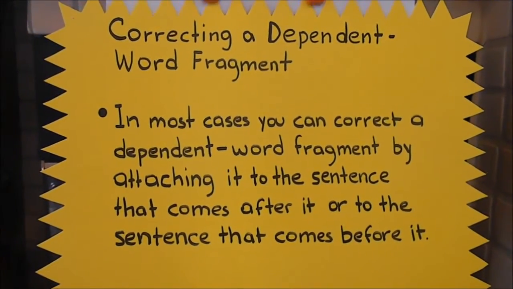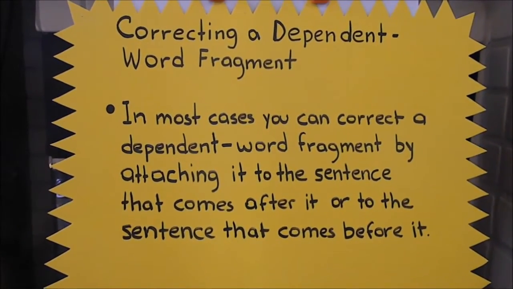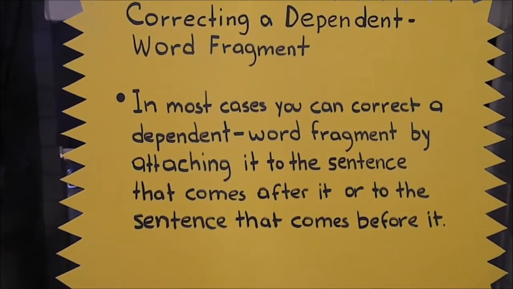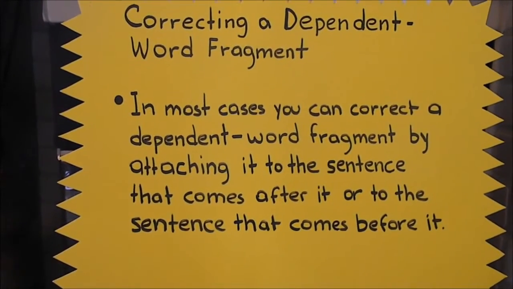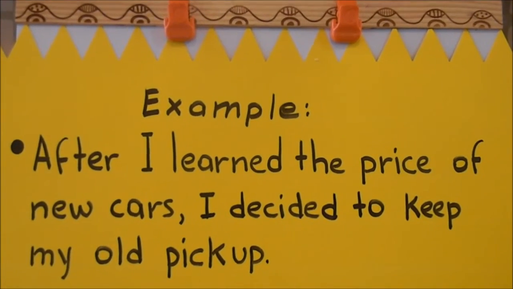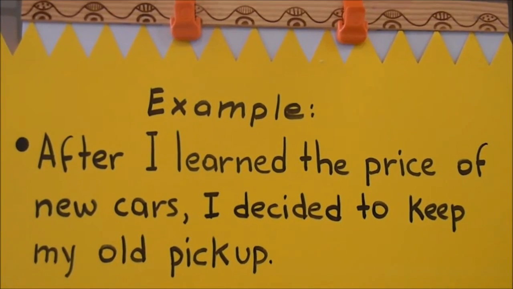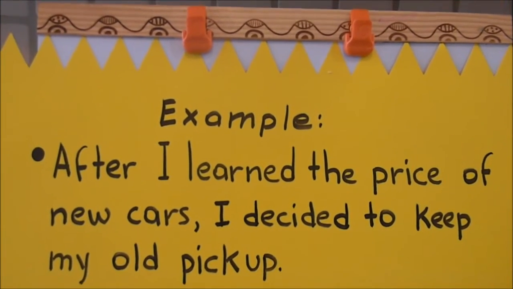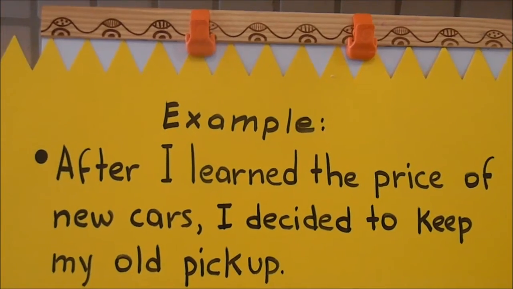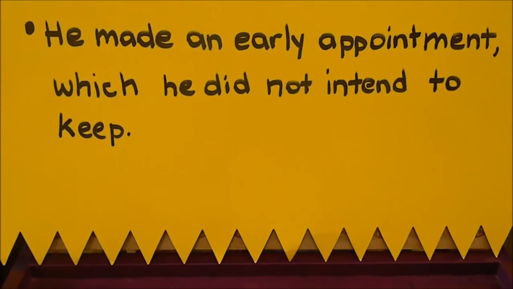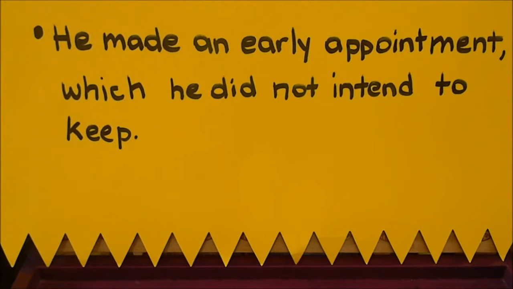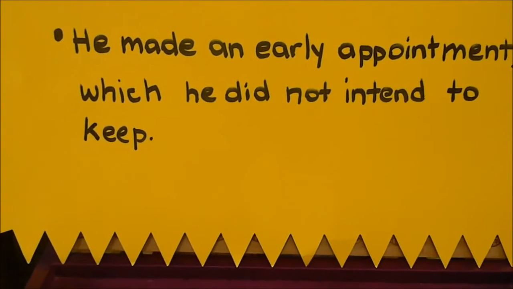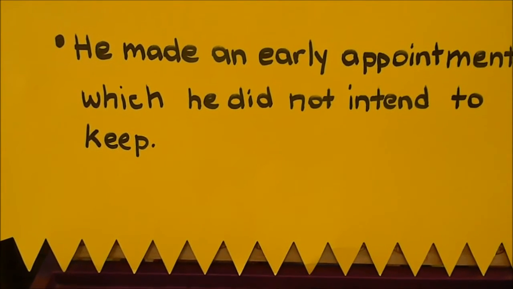Correcting a dependent word fragment. In most cases, you can correct a dependent word fragment by attaching it to the sentence that comes after it or to the sentence that comes before it. Example: after I learned the price of new cars, comma, I decided to keep my old pickup. The fragment has been attached to the sentence that comes after it. The next example is: he made an early appointment, comma, which he did not intend to keep. The fragment has been attached to the sentence that comes before it.